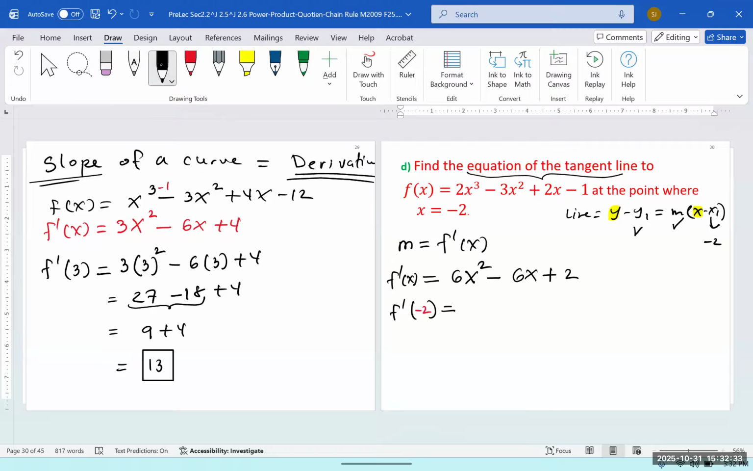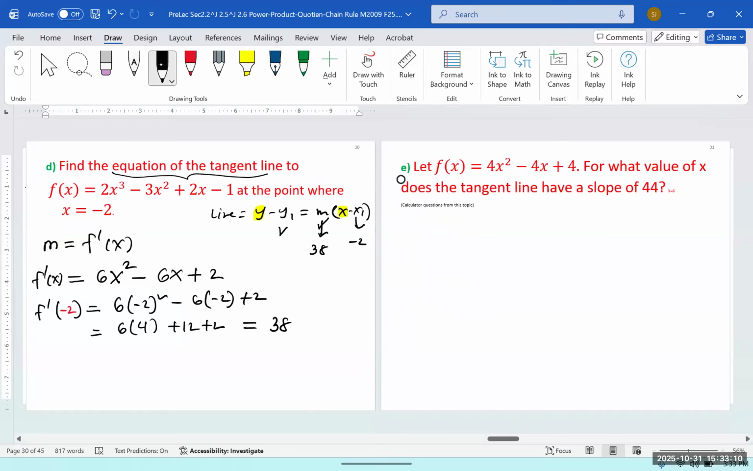So, what do you do? We plug in x equals -2 to find the slope. So -2 squared minus 6 times -2 plus 2. What do we have? 4. And what is -6 times -2? Plus 12 plus 2. What is our final answer? 38. So we found our slope is 38.